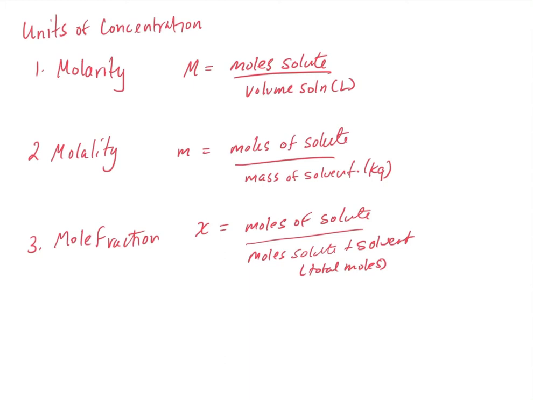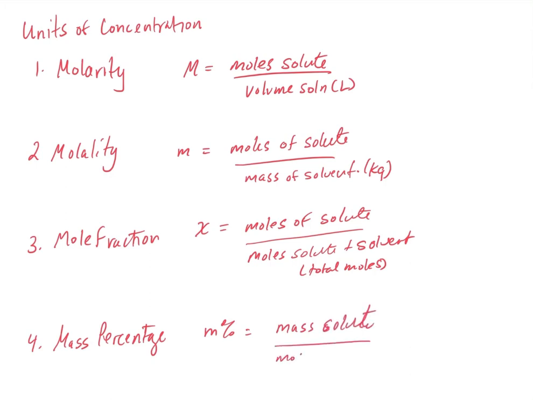And then finally we have mass percentage. And so this gets the symbol little m percent, and that tells you that it's a mass percent. You can also have a mole percent. That's just a variation of the mole fraction. But mass percent is the mass of solute divided by the total mass, or the mass of the solute plus solvent. And so this is the total mass. And then because this is a percent, this gets multiplied by 100. So that is mass percentage.